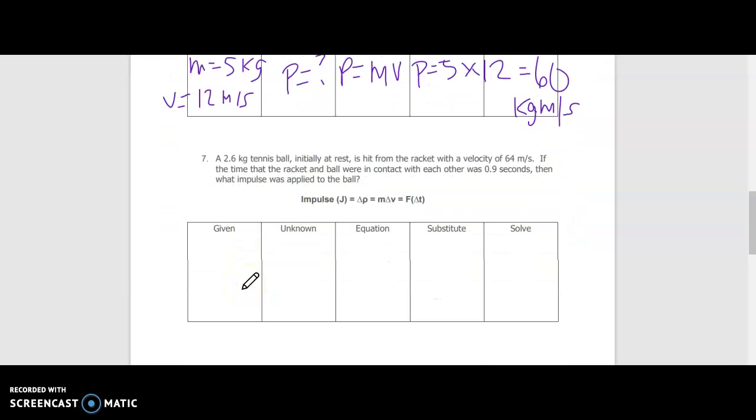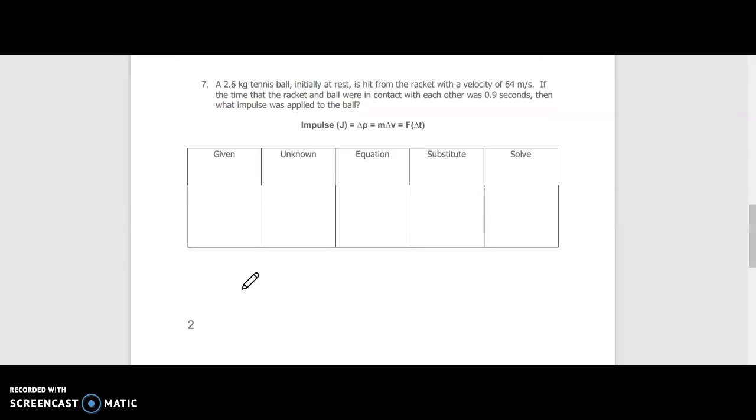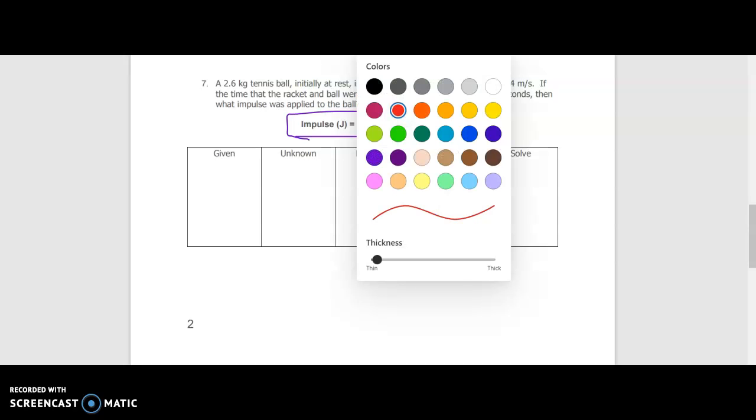All right, so now we're going to start with our impulse word problems. And remember, for impulse equations, there are several ways that we can find impulse. So we'll be using this equation for each of these impulse word problems.